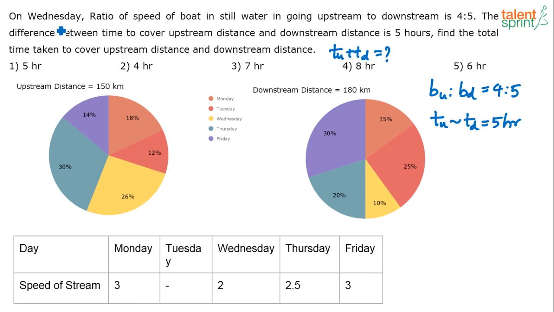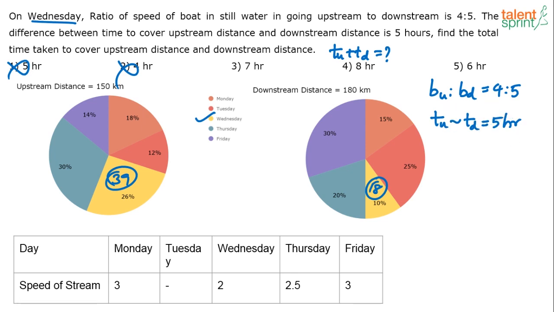All the calculations pertain to Wednesday. Wednesday is this yellow color here, right? So 26% of 150 is 30 plus 9, 39 kilometers for upstream, and 10% of 180 is 18 kilometers for downstream. I think what smart people would do is immediately eliminate option 1 and option 2. Answer options are 5, 4, 7, 8 and 6. You must understand that the answer cannot be 5 or 4, because when the difference itself is 5, how can the sum be 5?